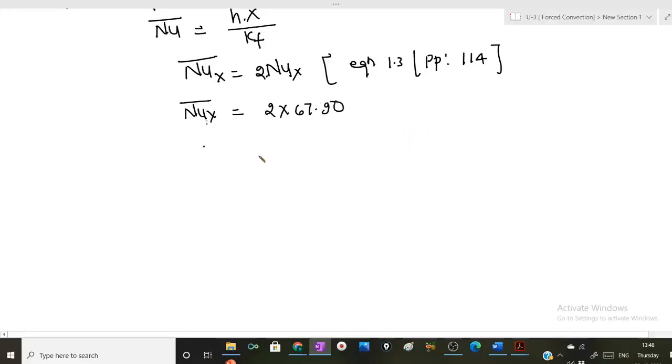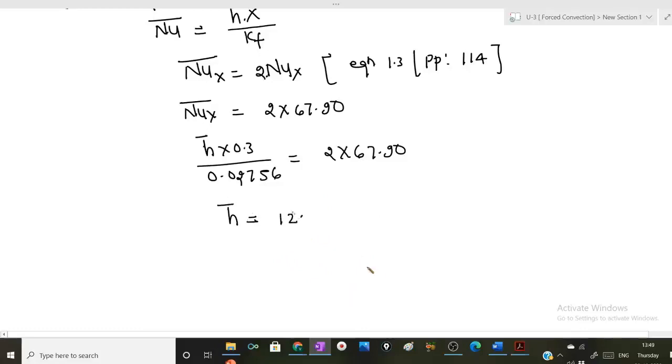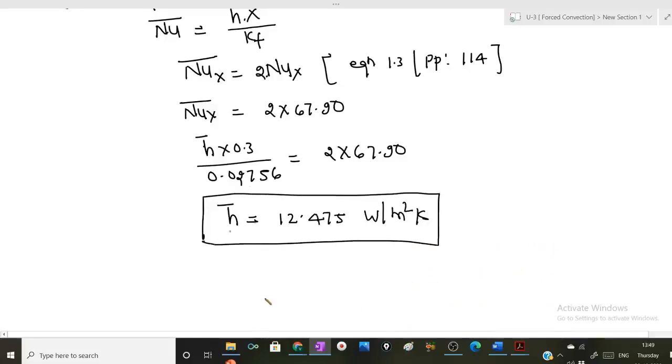67.90, and this will be h bar into 0.3 over 0.02756, twice into 67.90. From here the value of average heat transfer coefficient is 12.475 watt per meter square Kelvin. That is simply h bar will be twice of hx.